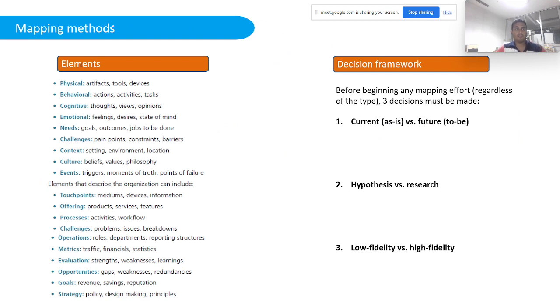So the next thing is mapping. We discussed in our contextual inquiry stage, at the time when we were discussing contextual inquiry, four types of mapping. We discussed the flow model, then the cultural model, then the sequence model.